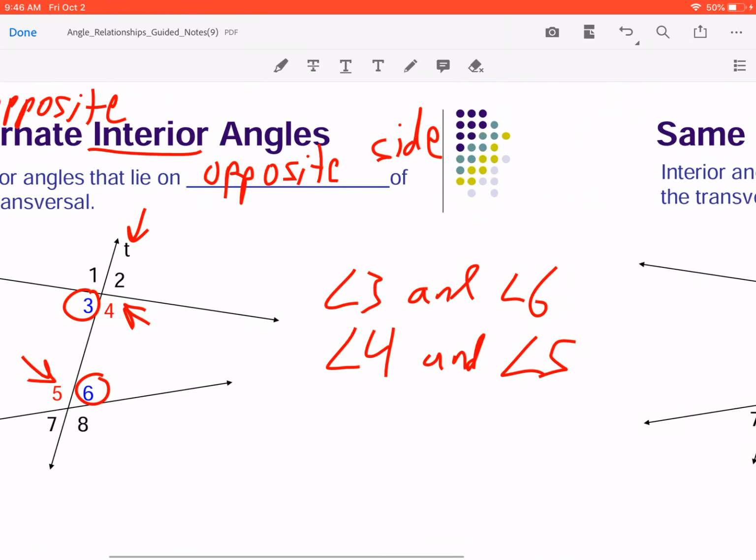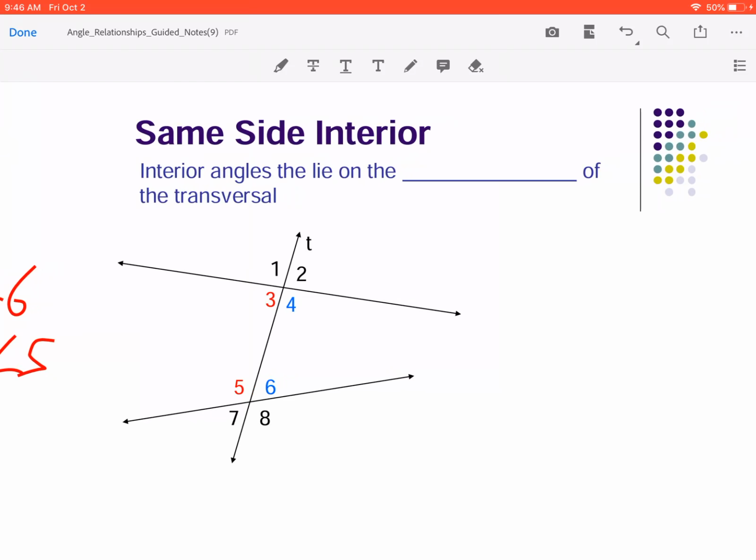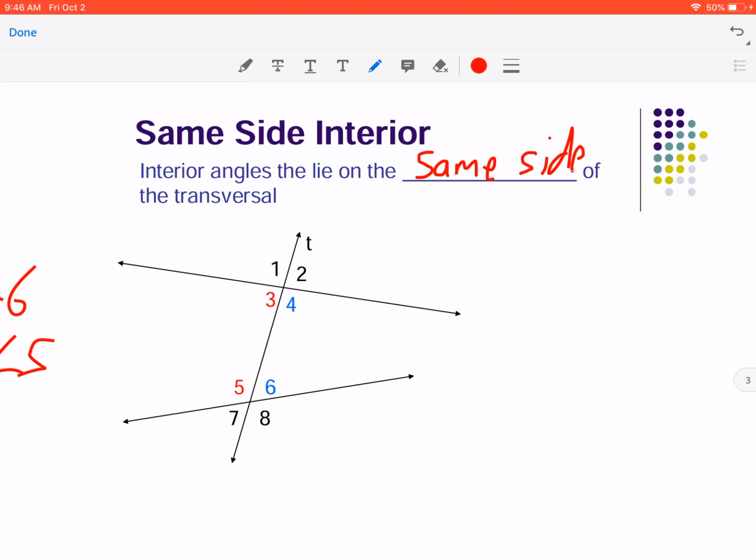All right, well, we also have same side interior angles. All right, so look at the colors here. The red is 3 and 5, the blue is 4 and 6. All right, so interior angles, they still got to be on the inside, that lie on the same side of the transversal. The transversal, again, is this line right here, line T. All right, now I've seen some books and some problems, like on quizzes, they call them same side interior, but I've also seen them called consecutive interior.